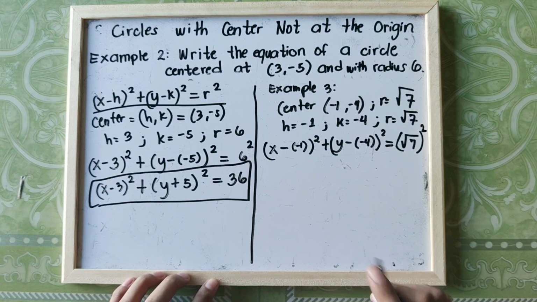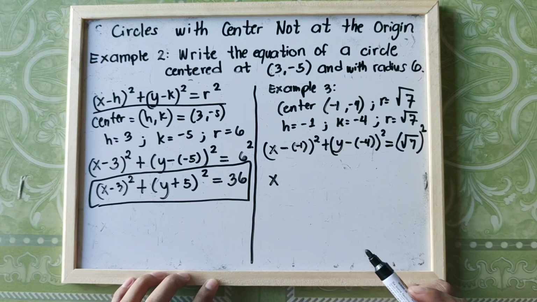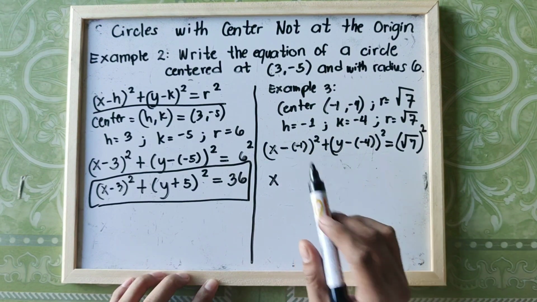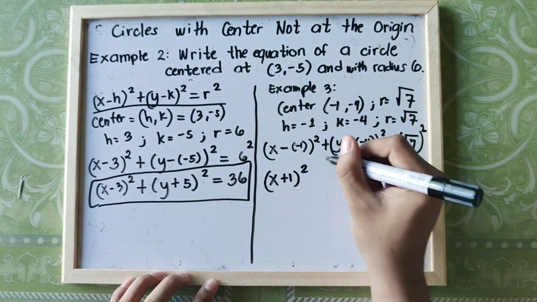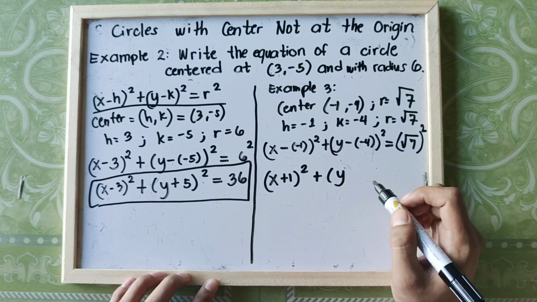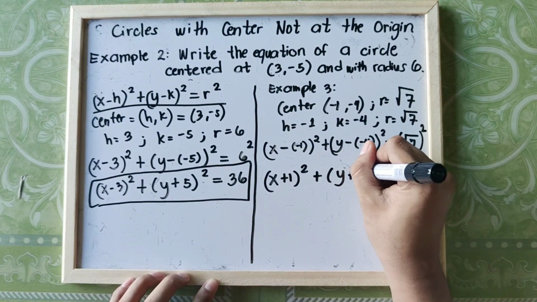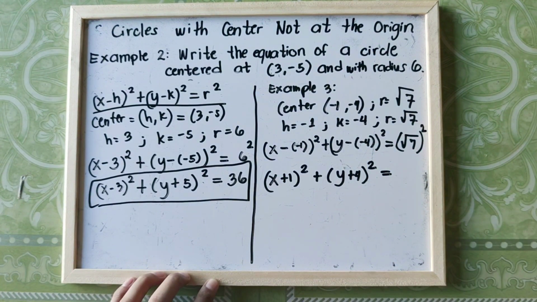So let's simplify. The same situation from the previous example. Negative times negative, this is positive 1. The square plus y. Negative times negative, this is positive 4. Square is equal to, okay.